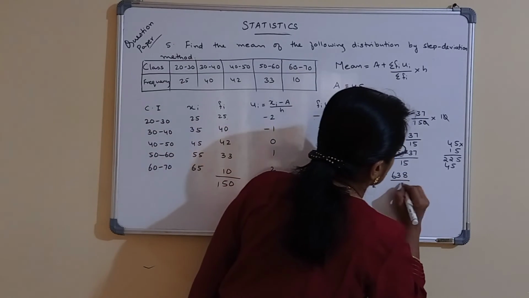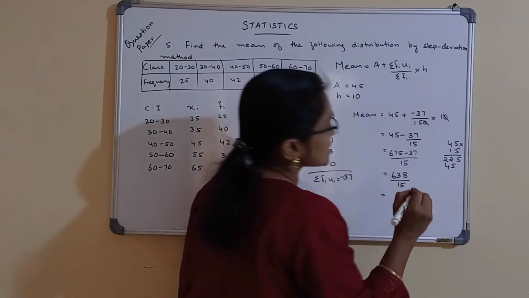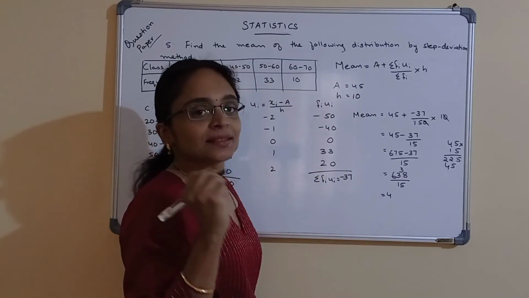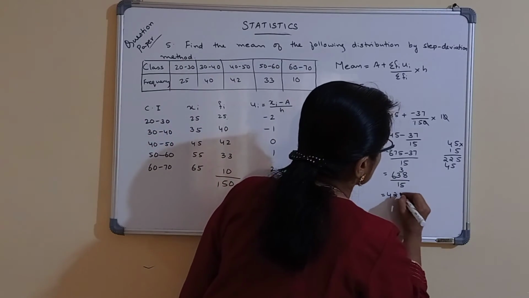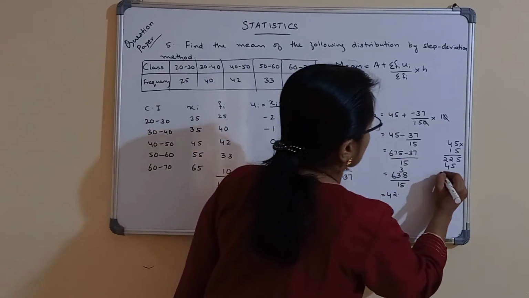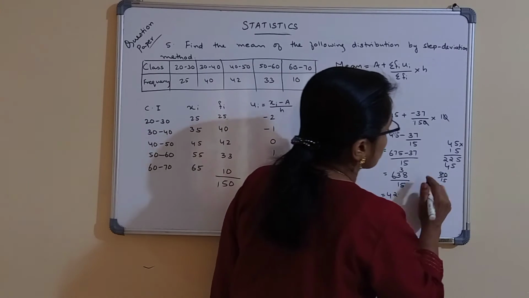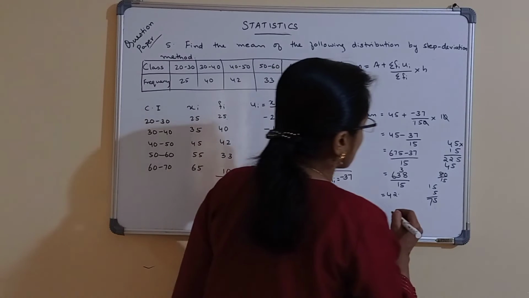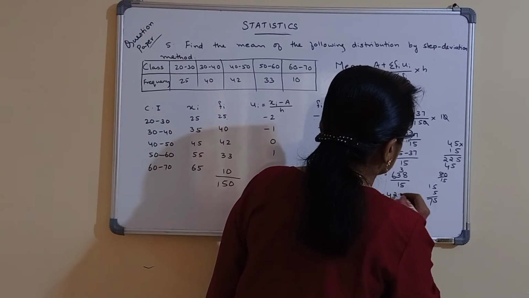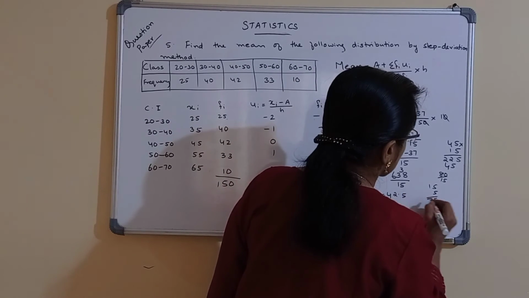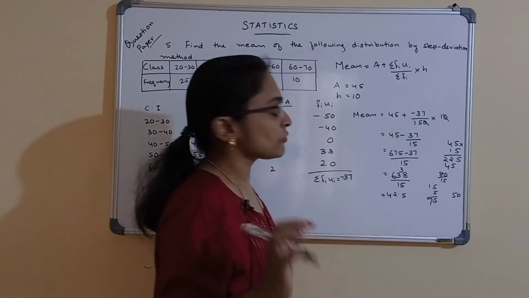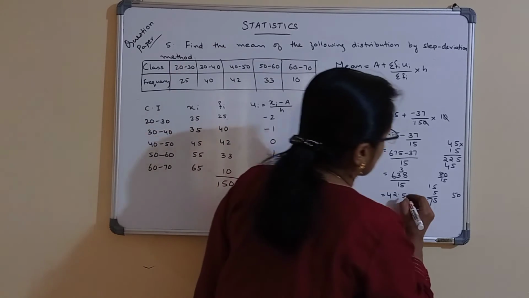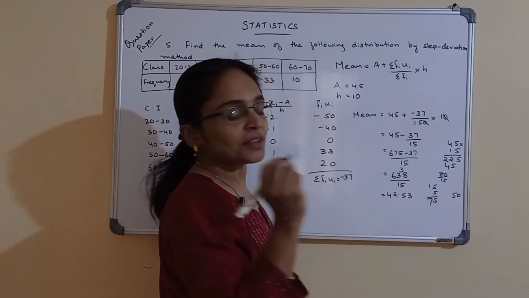638 by 15. Now 63 by 15 is 4, remainder 3. Then 38 by 15 is 2, remainder 8. 80 by 15 is 5, 15 into 5 is 75, so 42.5. Then 5 remainder, 50 by 15 is 3, 45, then 5 remainder.